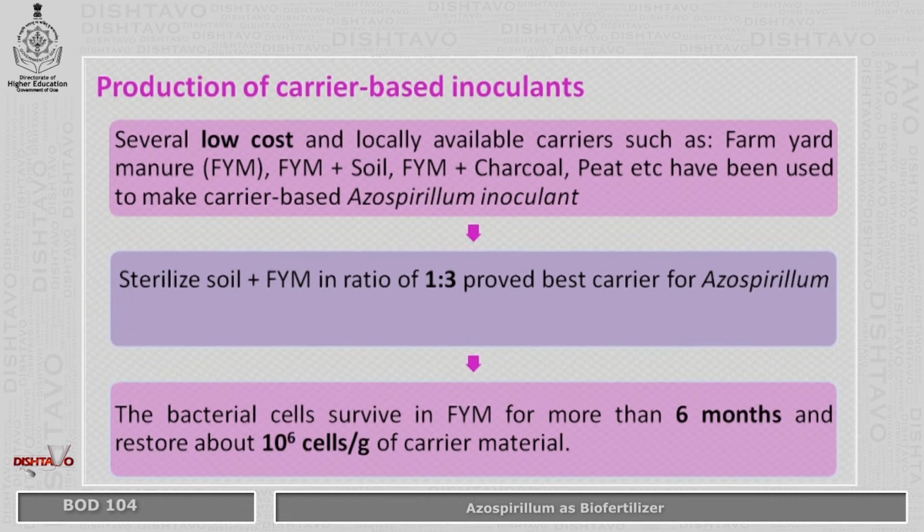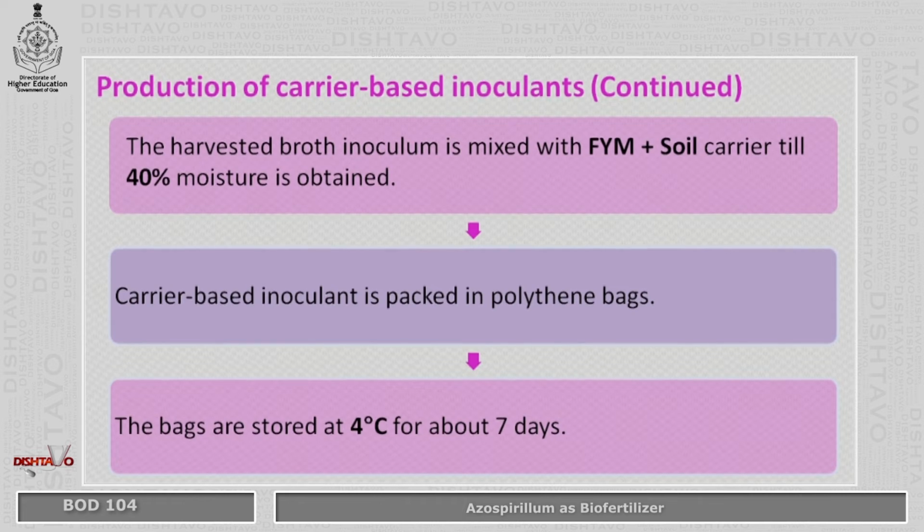The harvested broth inoculum is mixed with farmyard manure and soil carrier till 40% moisture is obtained or retained. Carrier-based inoculant is packed in polythene bags and the bags are stored at 4 degrees Celsius for about 7 days for further use, or it can be utilized for sale.